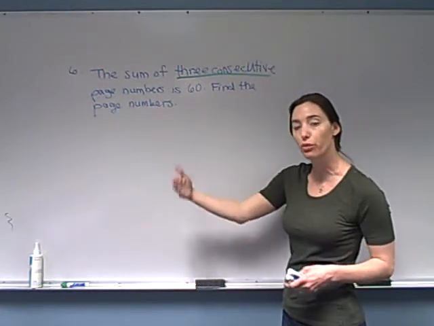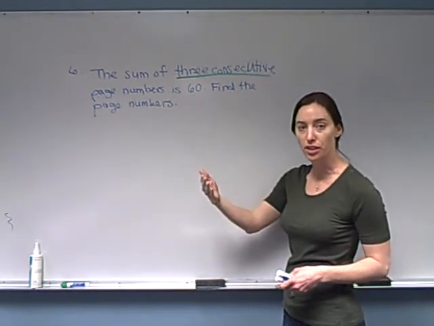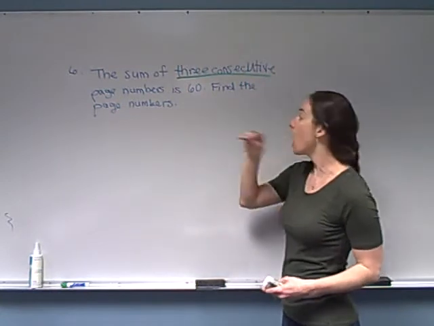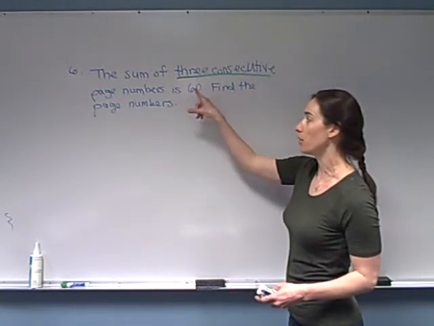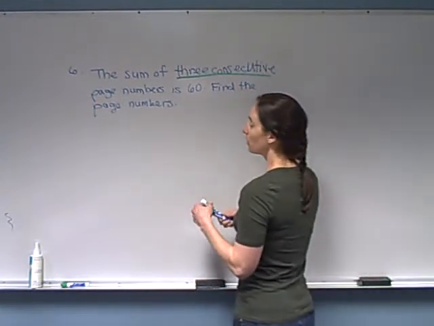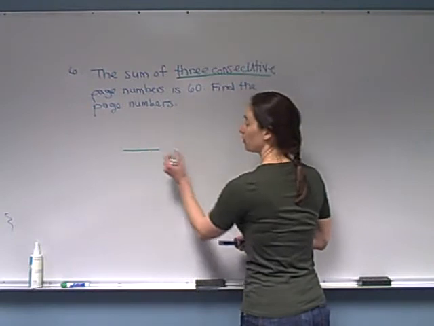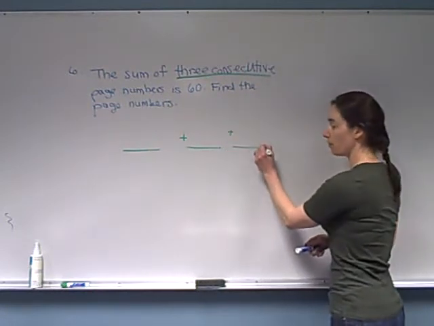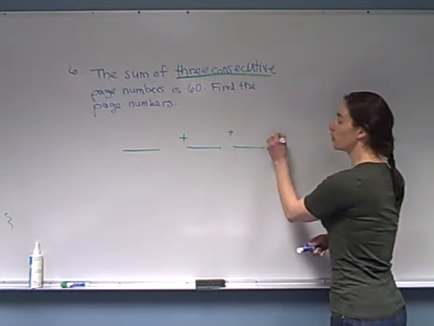Like 1, 2, 3, 11, 12, 13, 29, 30, 31. Those are consecutive numbers. And we know that we have 3 consecutive numbers and that their sum is 60. So I'm going to make a little template here. I have a number plus a second number plus a third number, and they're going to sum to 60.